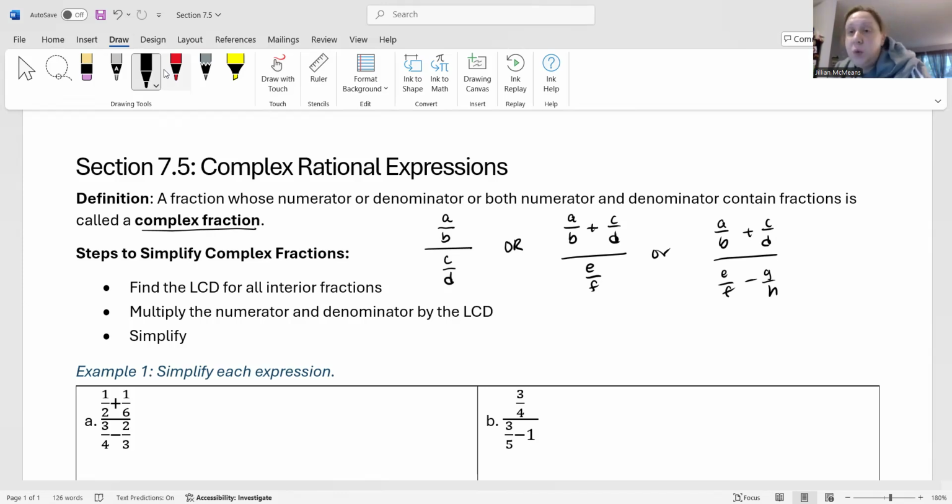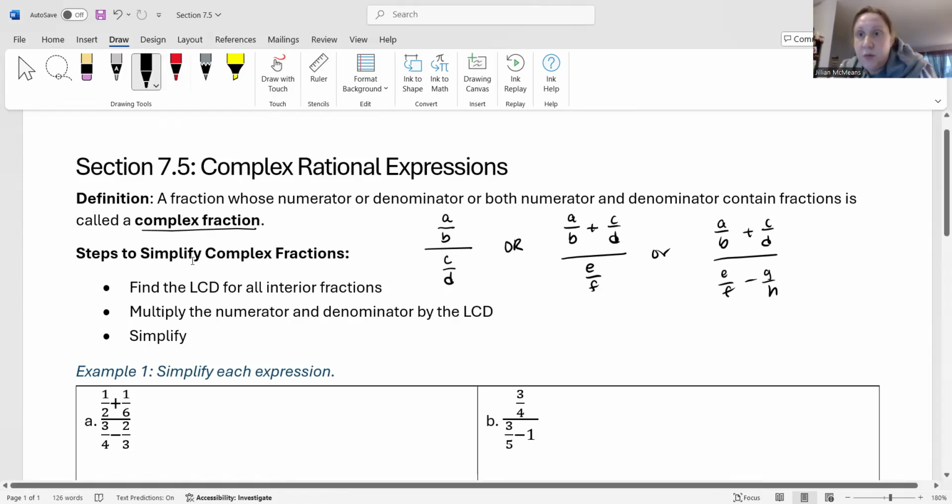Okay, now what we want to do is simplify these complex fractions into either a single integer value or a single fraction. In order to do that, we have to, one, find the LCD of all of the interior fractions. So look at the little pieces that make up the big complex fraction. All of those individual pieces, you need to find the LCD for those. You then multiply all of the different pieces by that LCD. In short, you're really just multiplying both the numerator and denominator by the LCD, but I show it a little more involved than that. And then we just want to simplify.